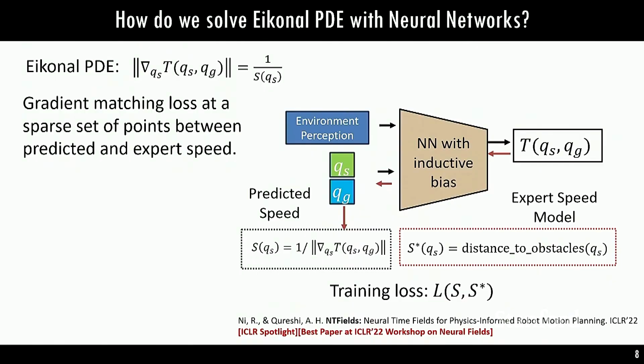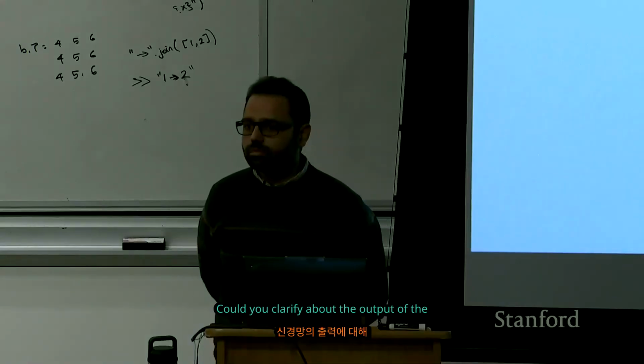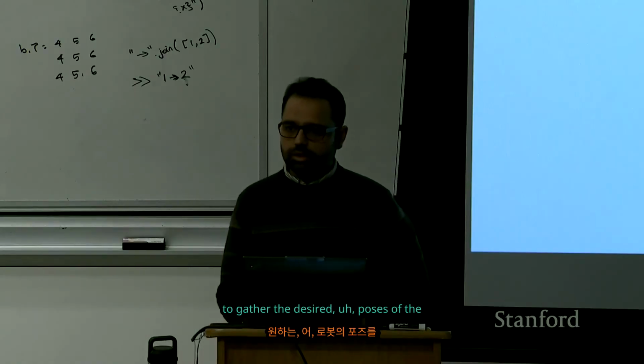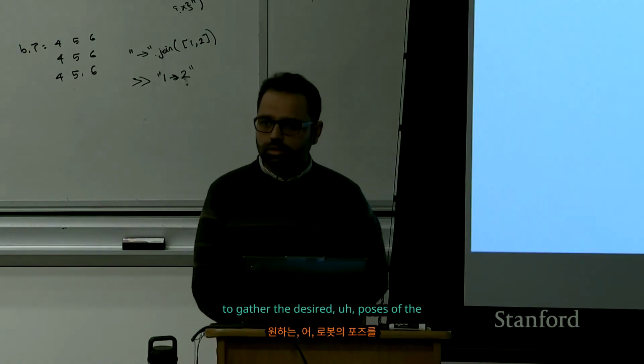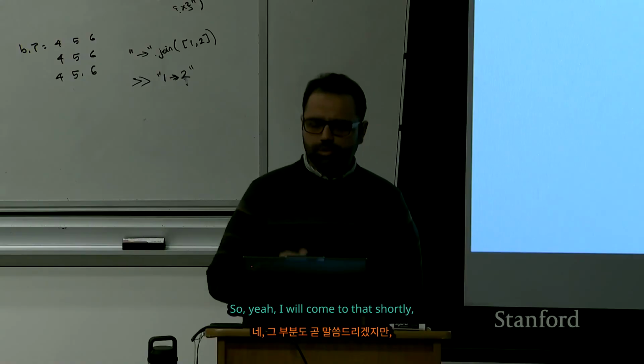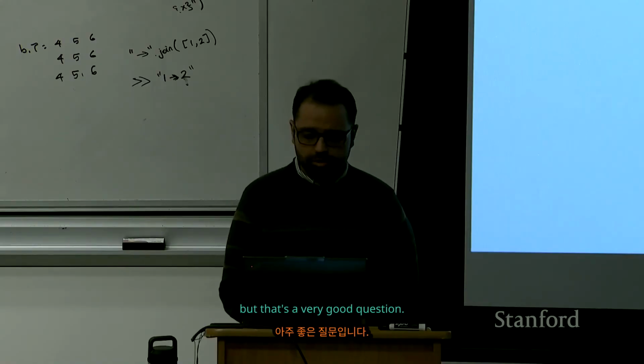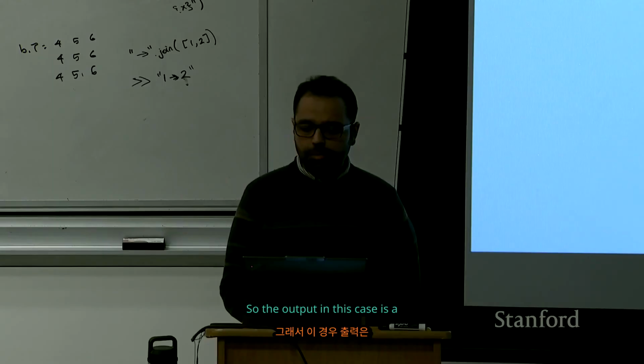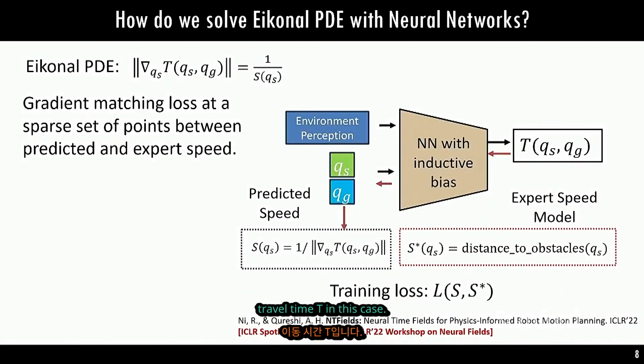Yes? Question. Could you clarify about the output of the neural network and how do we use the output to get the desired poses of the robot? So yeah, I will come to that shortly, but that's a very good question. So the output in this case is a travel time, T. It's a value function. So you just have to follow the gradient of that value function and it will give you a trajectory. Okay?